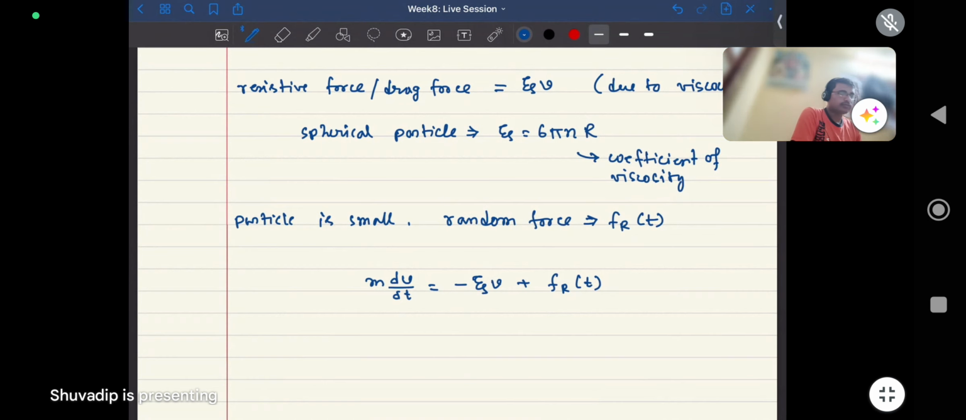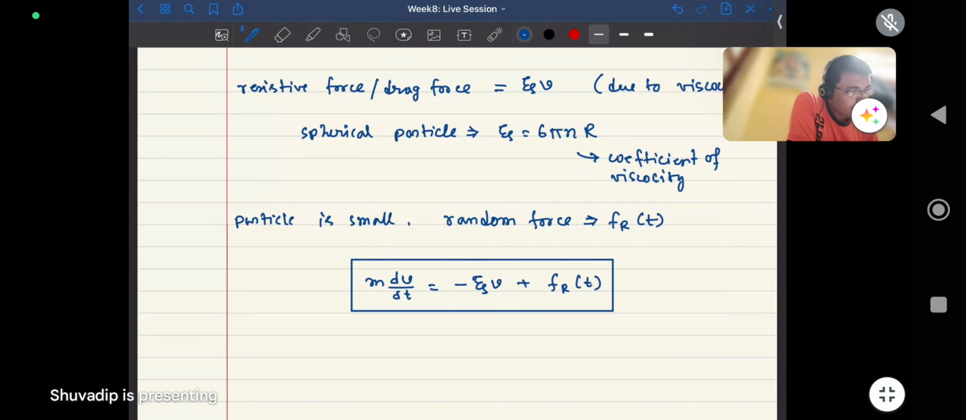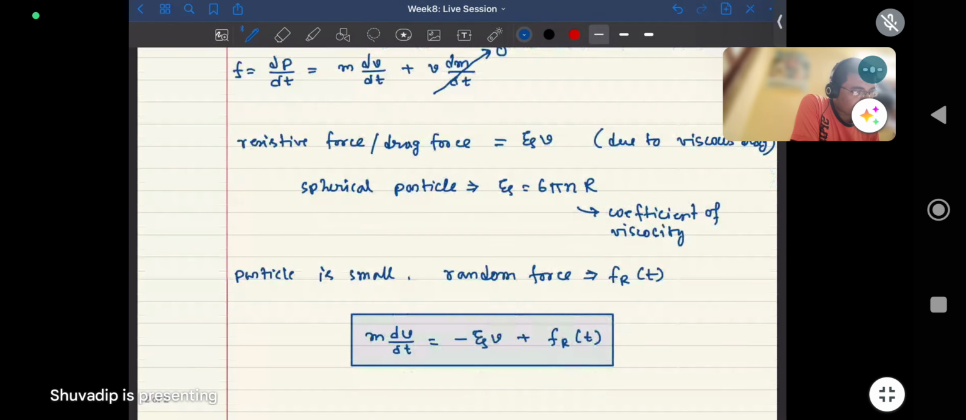So there are two regimes. In one regime, the viscous drag force, the resistive force, is more important, and thermal kicks are not affecting much. But in another scenario, if the particle is very small, something like a dust particle or some pollen grain, in that case the thermal kicks are more important. So this is our desired equation of motion, Brownian motion. So yeah, this is the equation of motion.